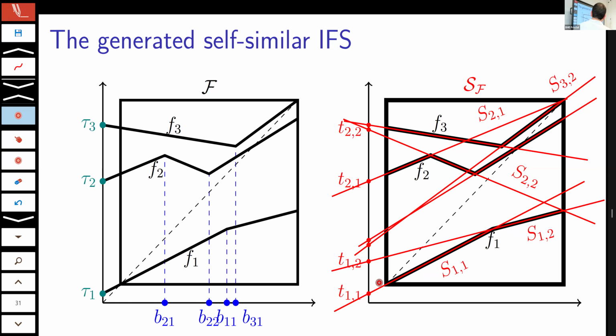I want to use the exponential separation condition, but it's defined for self-similar systems. So I need the generated self-similar IFS of this continuous piecewise affine construction. I have these piecewise affine systems, and for all the different affine pieces, all these line segments, I define a similarity, a nice line defined over the whole real line. So they continue outside of the bounds of this graph as well. They are defined on the whole line. This is what I call the generated self-similar IFS of this piecewise affine system.